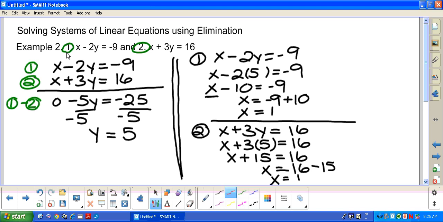Quick check. The value that I determined x to be in equation 1 is the same as the value I determined x to be in equation 2, so I know I've done my math correctly.